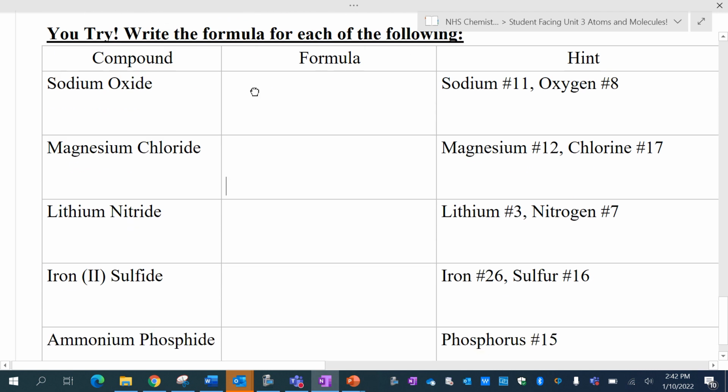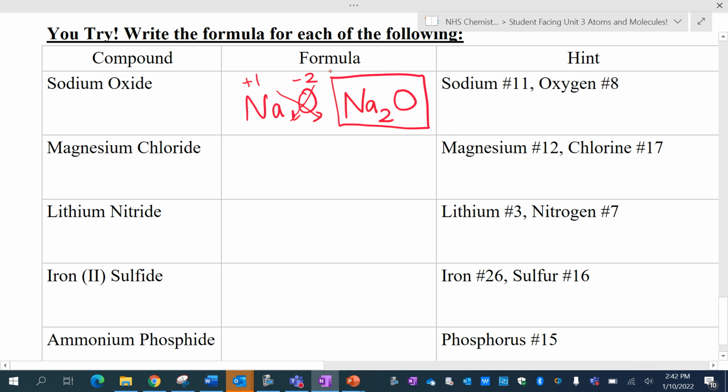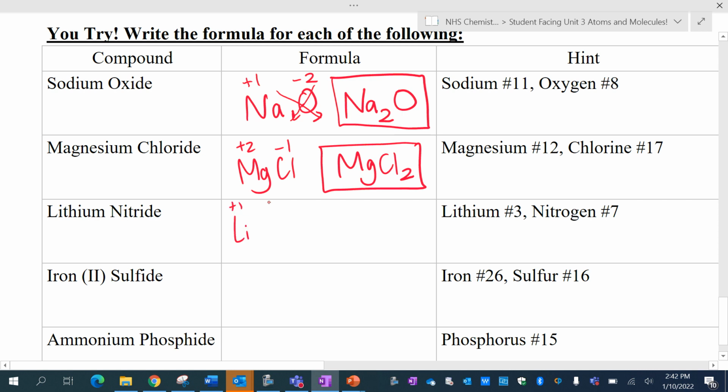All right, you try. Sodium, if you look it up, has a +1, and oxygen has a -2. So when we crisscross these, we get Na2O. We don't need to write the 1 because we're writing the O. Magnesium's a +2, chloride's a -1. So when we crisscross, we get MgCl2. Lithium is a +1, nitride is a -3. So when we crisscross, we get Li3N.